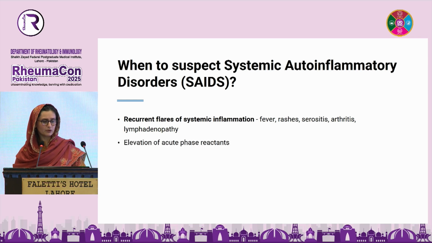The second clue is persistently elevated CRP and ESR, and if available, serum amyloid A protein and S100 protein can also help us.